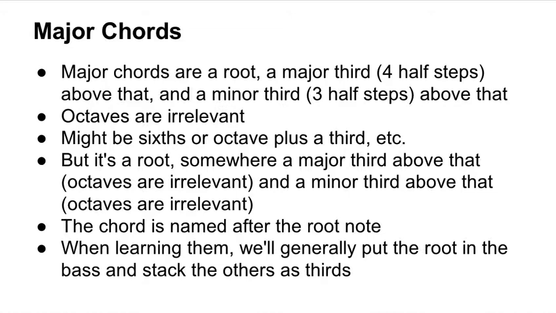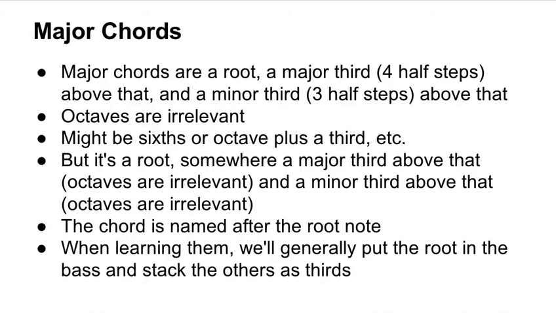But that chord is going to be a root somewhere, a major third above that, and again, octaves are irrelevant, and then a minor third somewhere above that. The chord is named after the root of the note. So in the case of E, G, and C, if you rearrange that into thirds, that becomes C, E, and G, and so it's named after the root, so that's a C chord.